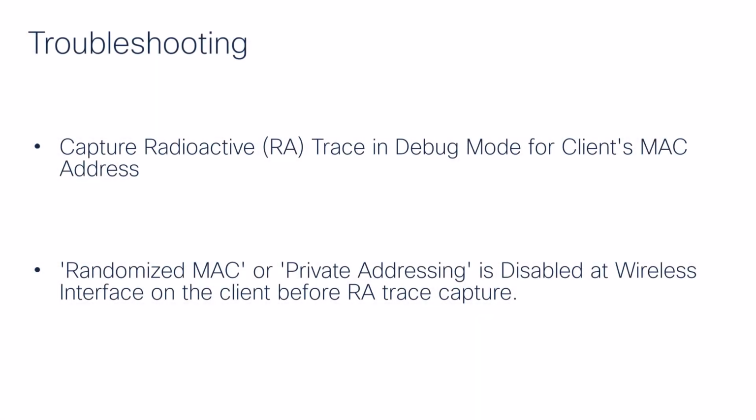For troubleshooting client connectivity issues, it's recommended to capture radioactive trace (RA trace) in debug mode using client's MAC address after making sure that the randomized MAC or private addressing is disabled at client. For further assistance and support, please open a case with Cisco TAC. This ends the demonstration of Wi-Fi 6E configuration on Cisco Catalyst 9800 wireless LAN controller.